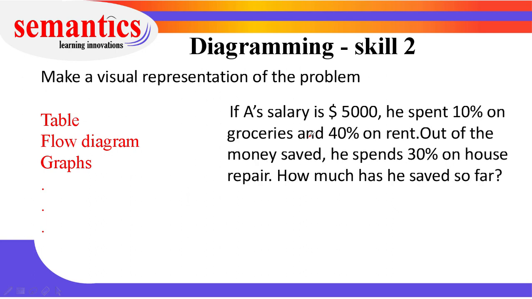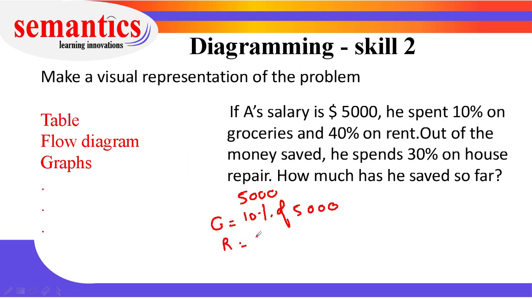Let's take a question. Faye's salary is 5,000. He spent 10% on groceries, 40% on rent. Out of the money he saved, he spends 30% on house repair, how much has he saved so far. So generally people will start off by saying, okay, I have 5,000. Now I spend 10% on groceries. So groceries is 10%. 10% of what? 10% of 5,000.